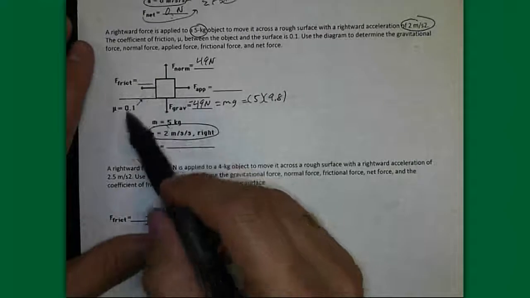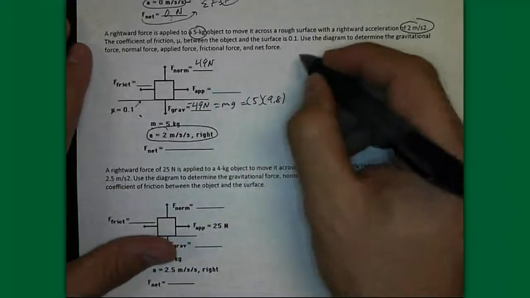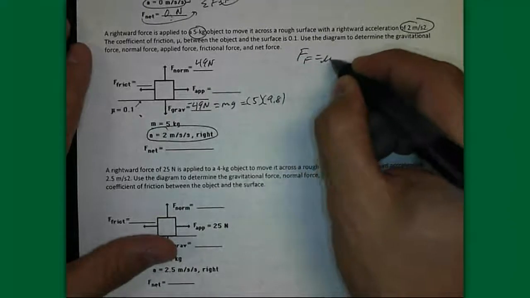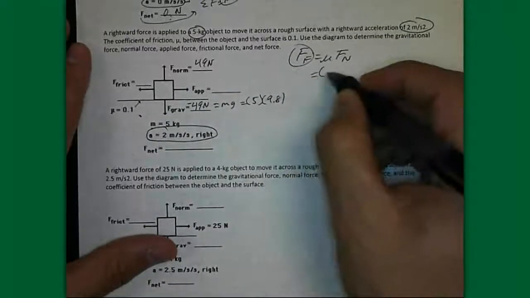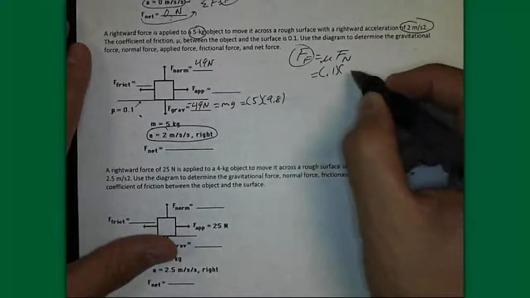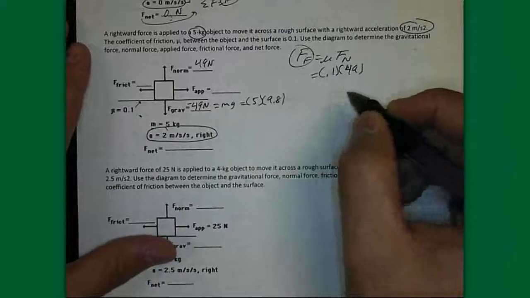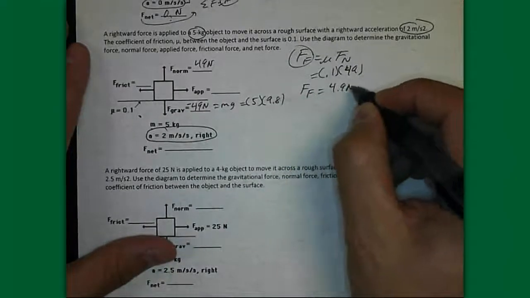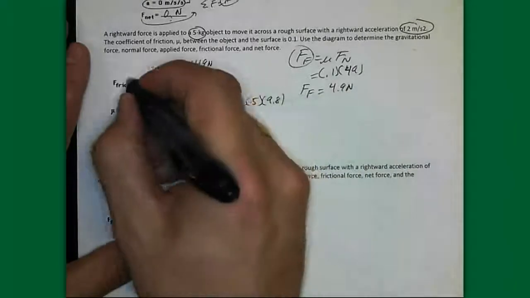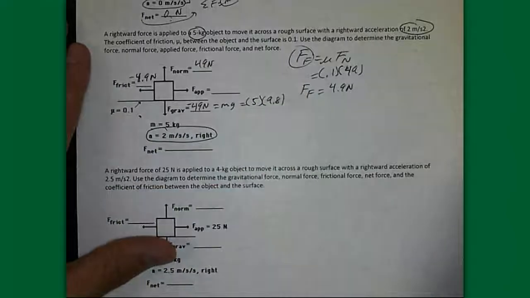Frictional force, I can now find the same way. They give me mu. I now know the normal force, so I can do mu times the normal force to get the frictional force. Mu is 0.1. Normal force is 49. 0.1 times 49 gives me a frictional force of 4.9 newtons. And I'm going to write it in my free body diagram as negative because it's going to the left.